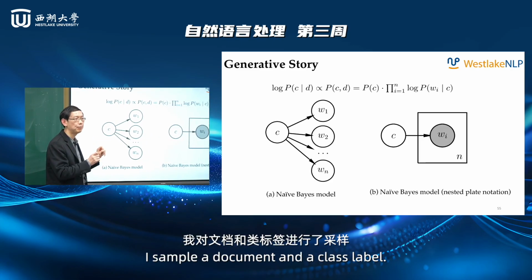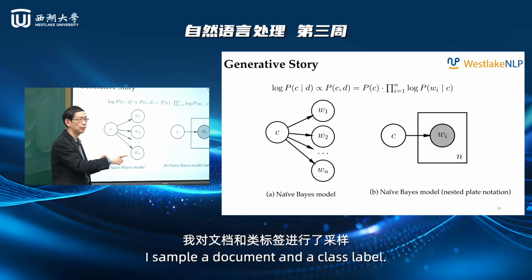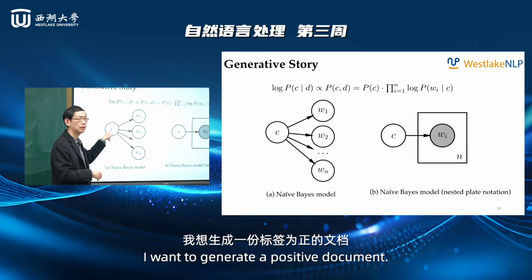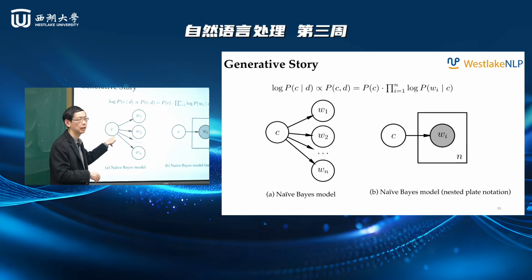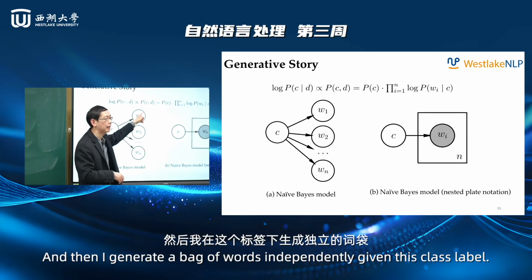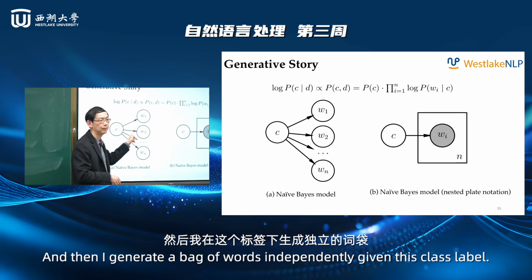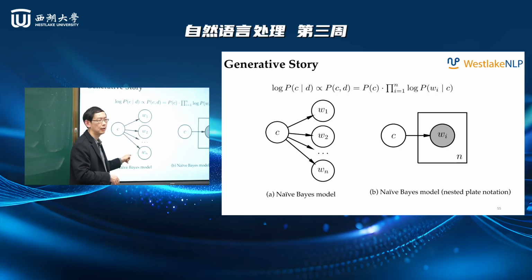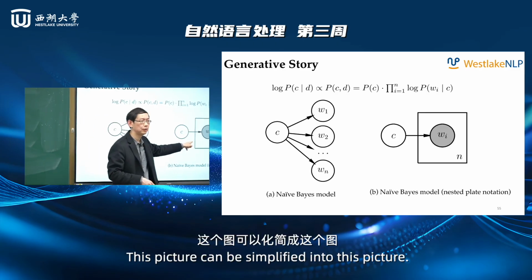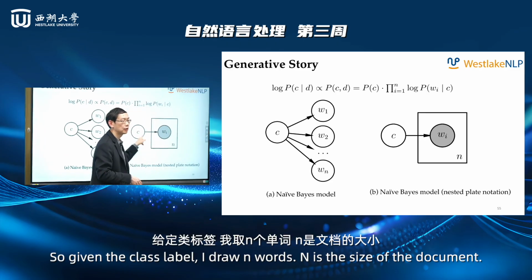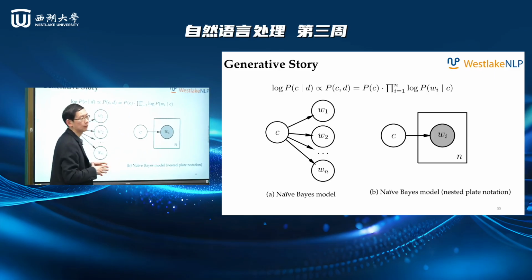Okay, I sample a document and a class label by first sampling the class label. I want to generate a positive document. Okay, and then I generate a bag of words independently given this class label. Okay, this picture can be simplified into this picture. This is called nested plate notation. So given the class label, I draw N words. N is the size of the document. Okay?